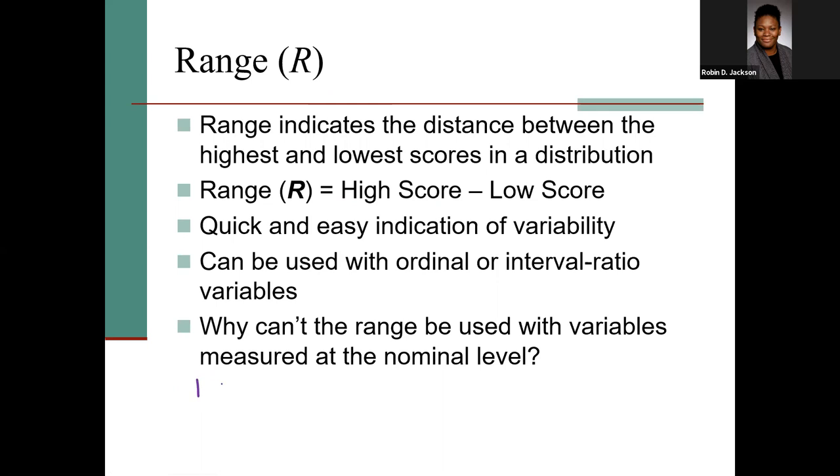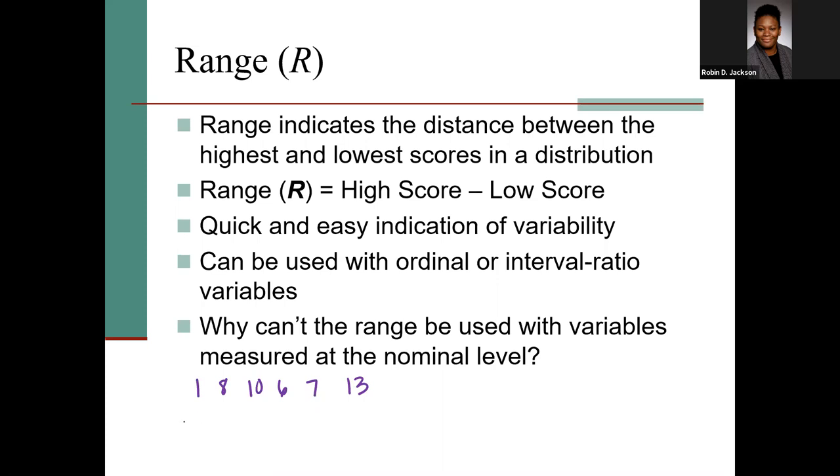1, 8, 10, 6, 7, and 13. Okay, pretty straightforward, right? And for the most part, most of you are looking at this and you automatically see what the high score and what the low score is. That's good. One of the things though that I like to do, even if it's a small set of numbers just like this, I like to put the numbers in order.